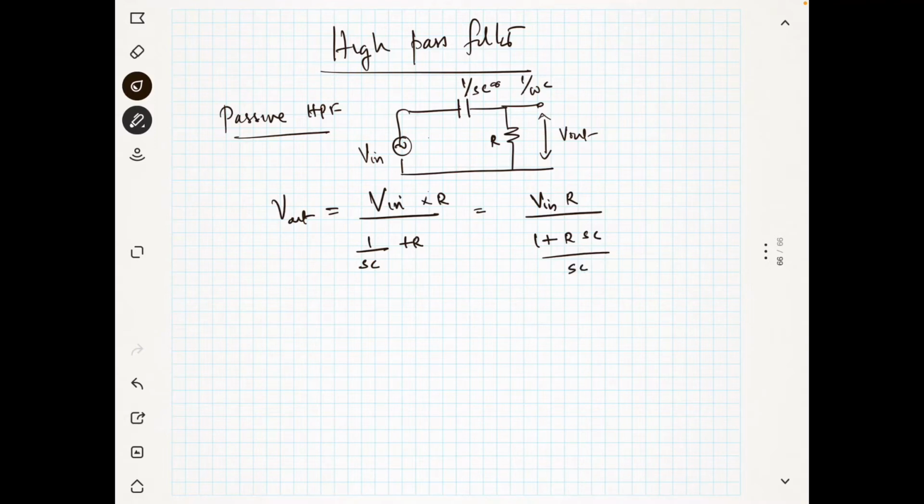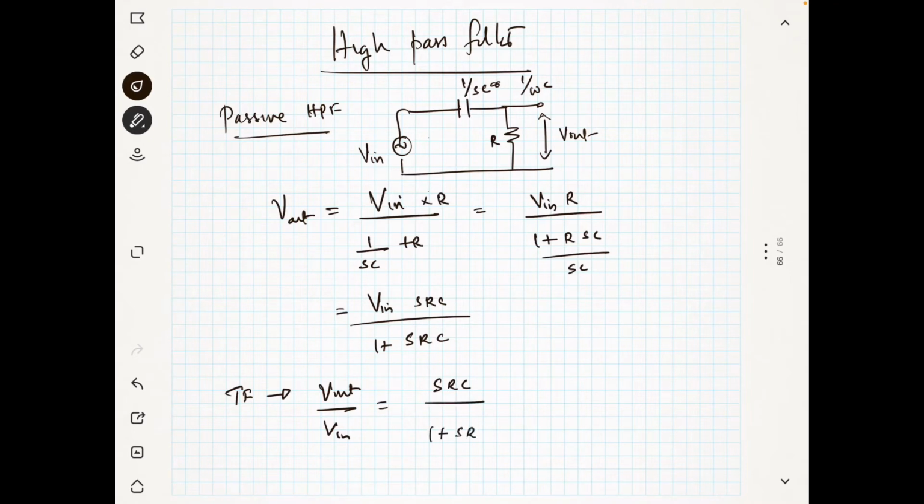Now this becomes V in into SRC divided by 1 plus SRC. That's it. If you want to find the transfer function of this filter, V out by V in is equal to SRC divided by 1 plus SRC. You can see here how many poles there are. How to calculate? 1 plus SRC is equal to 0, so S is equal to minus 1 by RC. So the pole is at the same location.